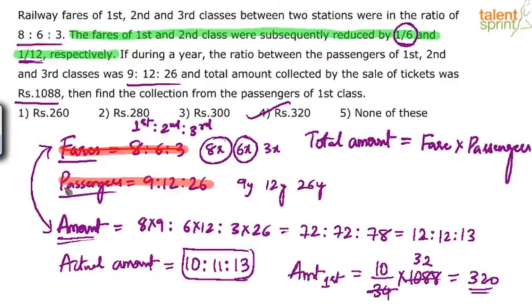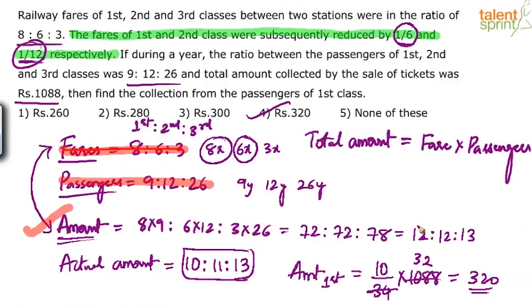Similarly, passenger ratio 9:12:26 is given in the question. You should directly start with this point, that the amount ratio will be 8 into 9, 6 into 12, 3 into 26, and then reduce it by the respective values given here, right? Like for example, First class fare got reduced by 1/6. Second class fare got reduced by 1/12. So we are reducing the amounts accordingly.